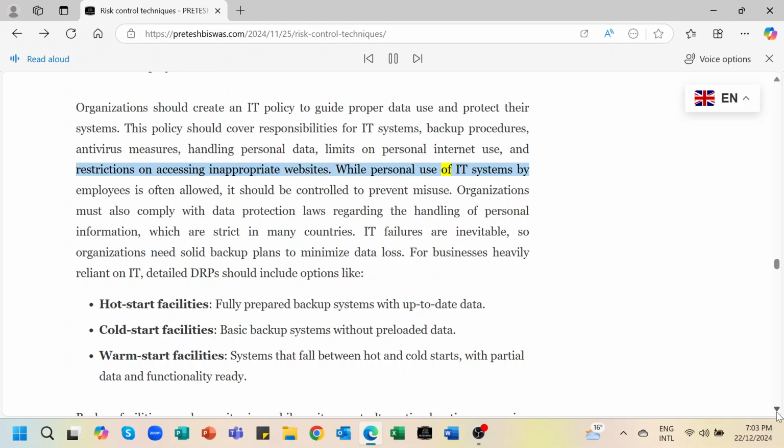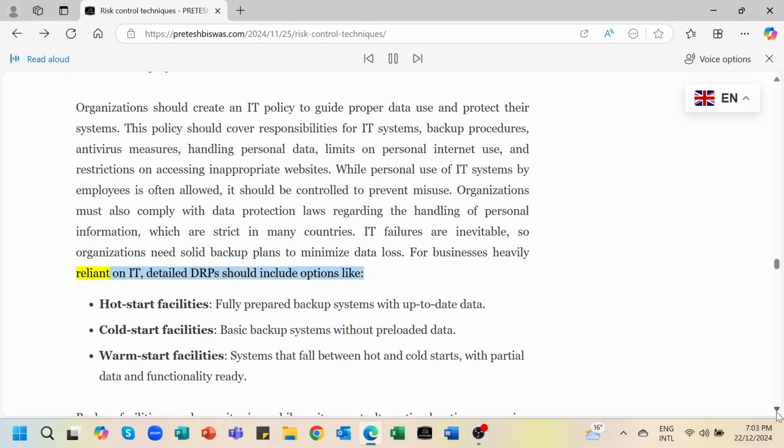While personal use of IT systems by employees is often allowed, it should be controlled to prevent misuse. Organizations must also comply with data protection laws regarding the handling of personal information, which are strict in many countries. IT failures are inevitable, so organizations need solid backup plans to minimize data loss.